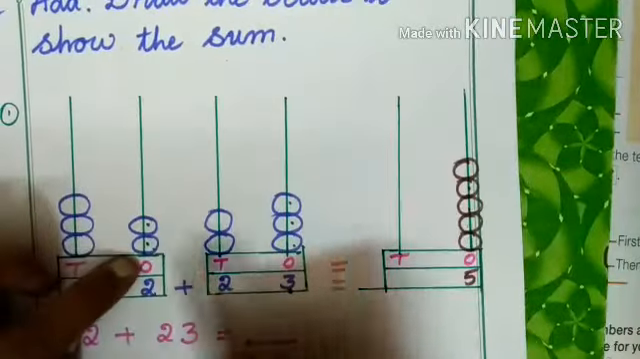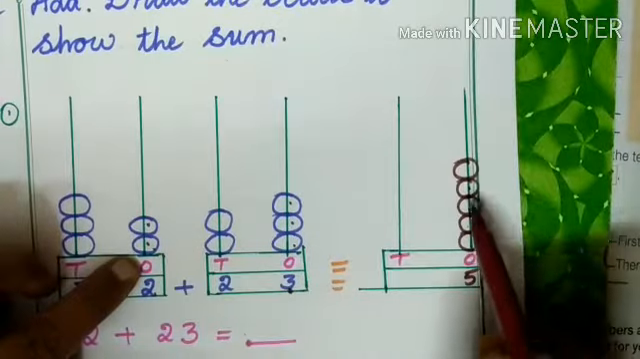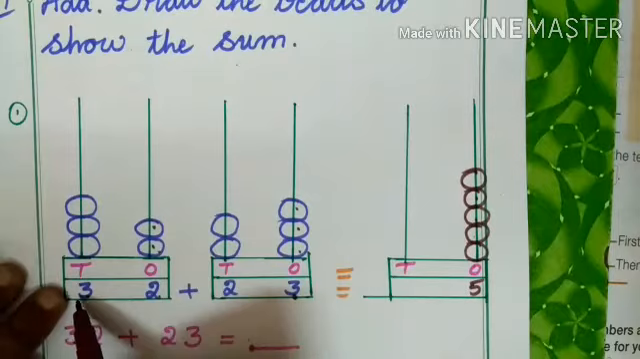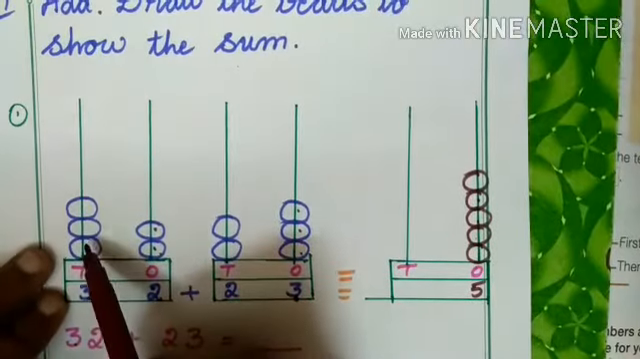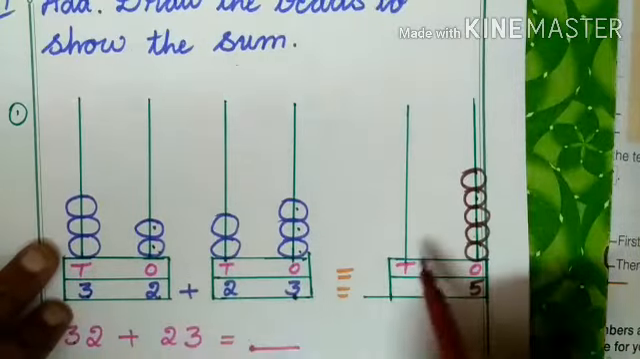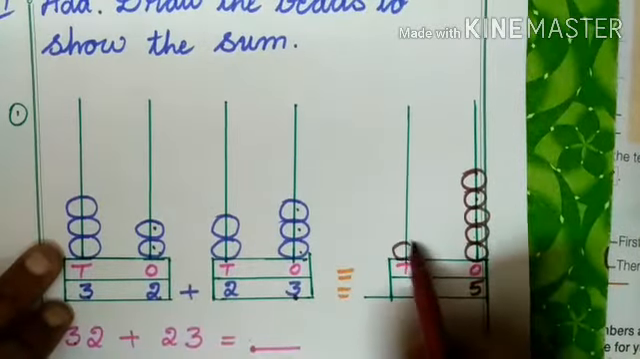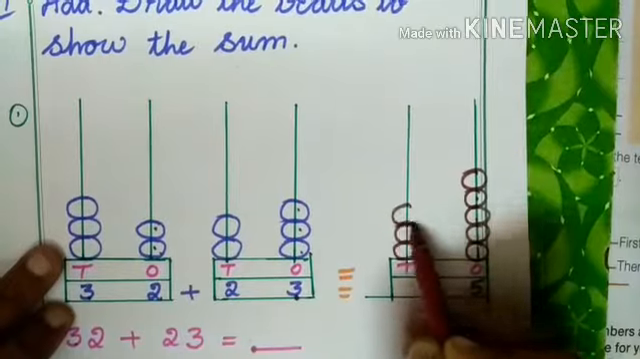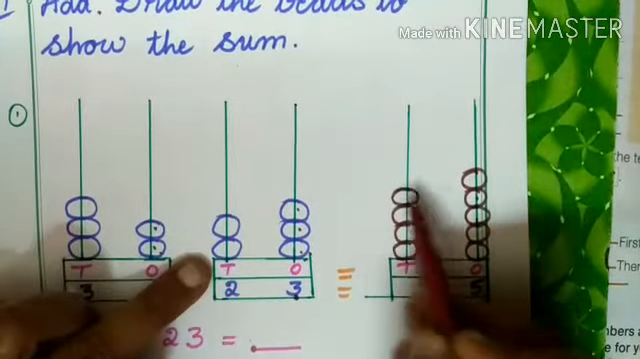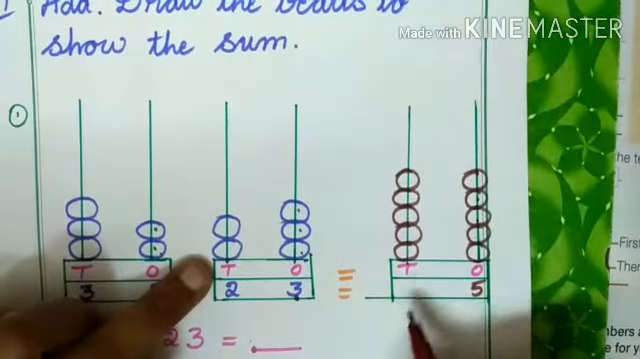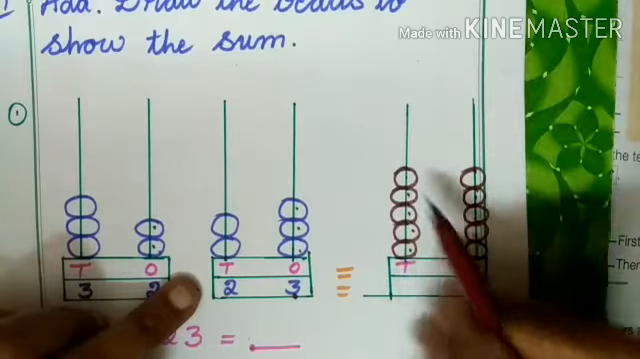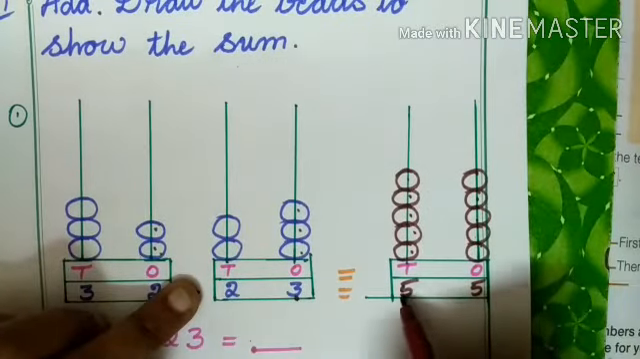Totally how many beads are there? 5 beads are there. Now in tens place, how many beads are there? Yes, here 3 are there. 3 beads are there. In this one, 2 are there. Now we will write here first 3. 1, 2, 3. After that here 2 are there. 1, 2. Now count it. How many are there total? 1, 2, 3, 4, 5. Here 5 beads are there.